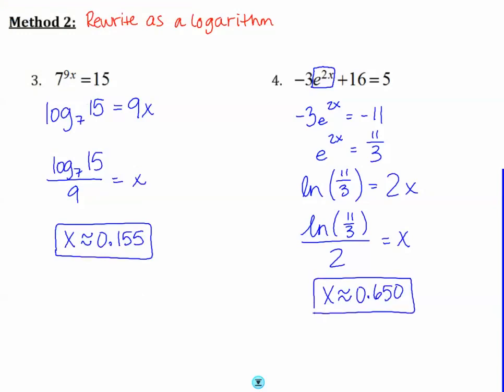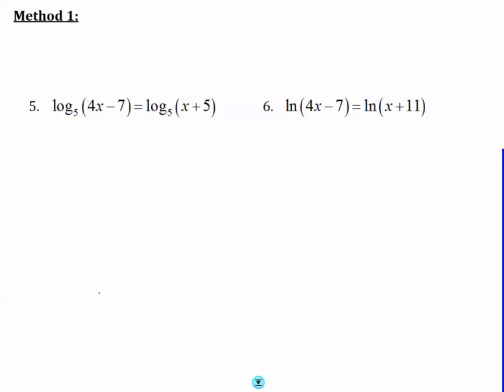So those are the two methods for solving exponential equations. Let's move on to logarithmic equations. First, if you have the same log on both sides of the equation, then those are the easiest type of problems.